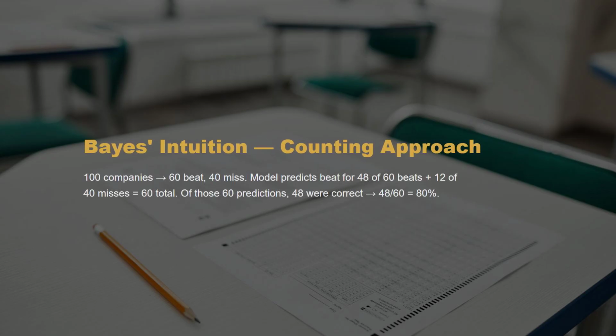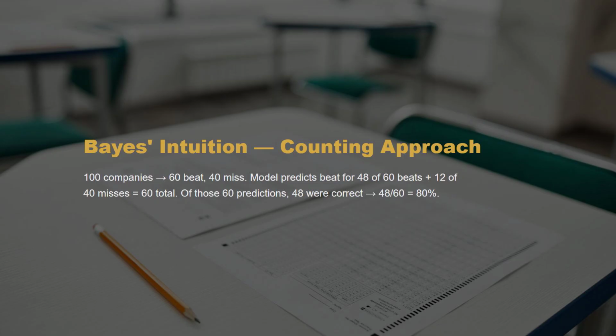Let us make sure you understand why Bayes works the way it does. Imagine 100 companies. 60 beat estimates, 40 miss. Of the 60 that beat, the model correctly predicts a beat for 80%, which is 48 companies. Of the 40 that miss, the model incorrectly predicts a beat for 30%, which is 12 companies. So the model predicts a beat for a total of 60 companies. 48 were actual beats. 12 were false positives. Given the model said beat, what fraction actually beat? 48 out of 60, which is 80%.